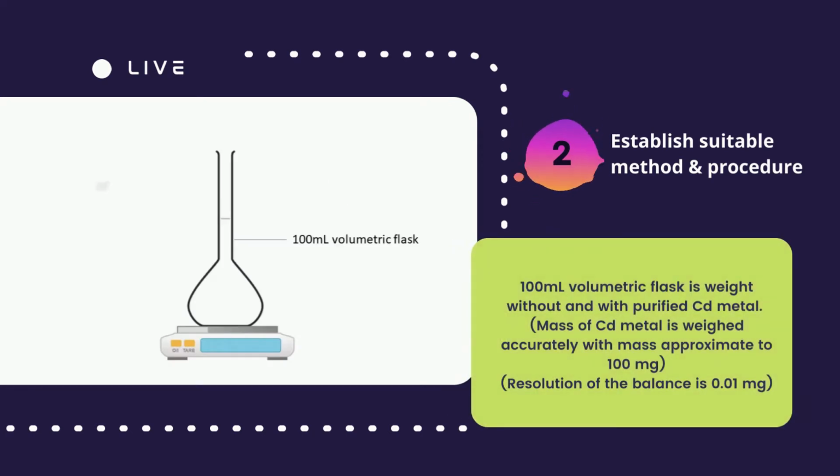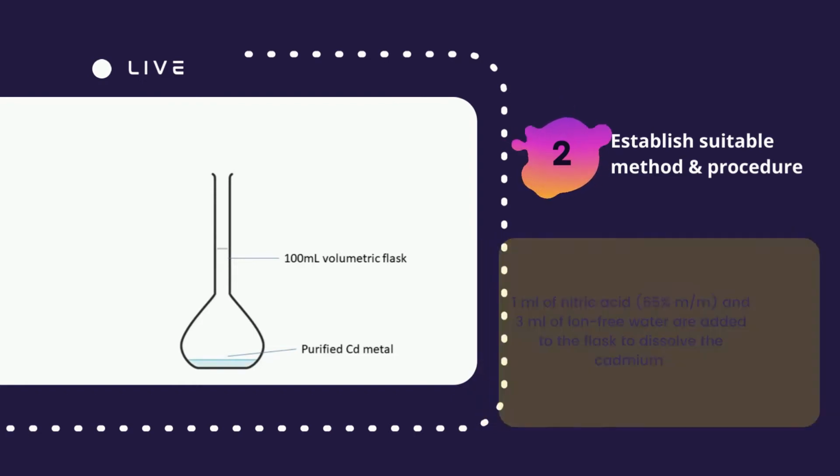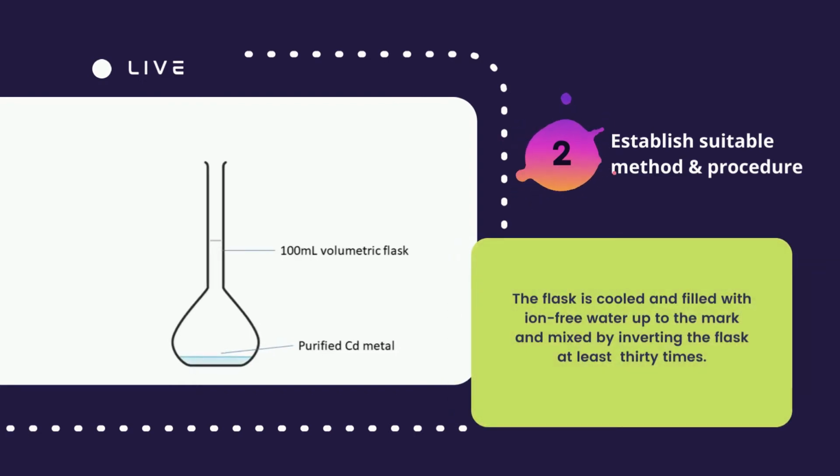A 100 ml volumetric flask is weighed without and with the purified cadmium metal. It is important to weigh the cadmium metal accurately with a mass approximate to 100 mg. The resolution of the balance is 0.01 mg. 1 ml of nitric acid and 3 ml of ion-free water are added to the flask to dissolve the cadmium metal. The flask is cooled and filled with ion-free water up to the calibration mark. The solution is mixed well by inverting the flask at least 30 times.